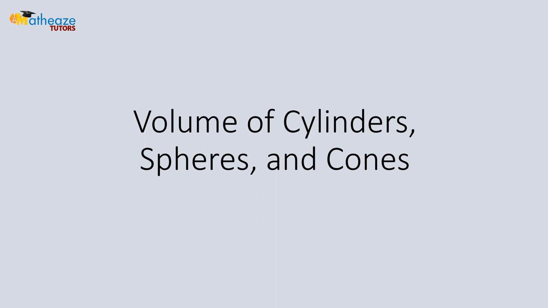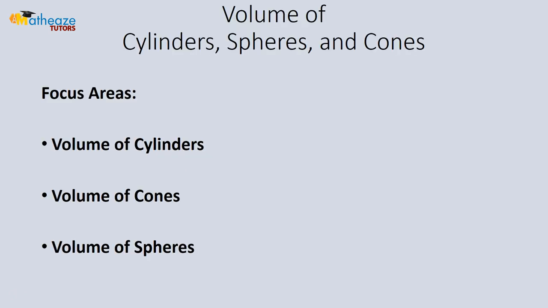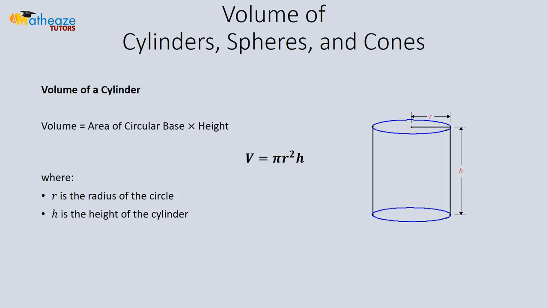In this lesson, we're going to take a look at the volume of cylinders, spheres, and cones. We're going to examine the volume of cylinders, the volume of cones, and the volume of spheres, and try to apply them to some problems. So the volume of a cylinder is the area of its circular base times height, which is pi r squared times height, where r is the radius of the circle and h is the height of the cylinder.